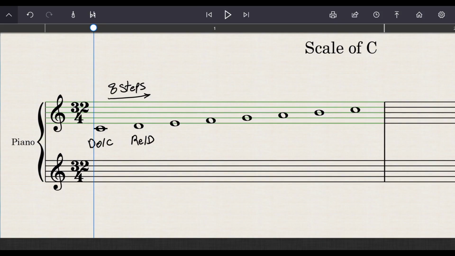Second would be Re or D. Third would be Mi or E. Fourth would be Fa or F. The fifth would be Sol or G. Sixth is La or A. Seventh is Ti or B. I call this 7th degree of the scale Si instead of Ti. Some people call it Ti, but I call it Si because I believe it is more original. But you can call it Ti if you like. The 8th degree would be C or Do again, but one octave higher. We always start scales with the root and finish it also with the root, but one octave higher.